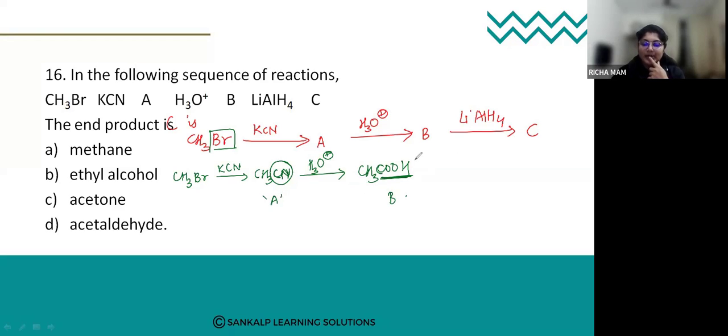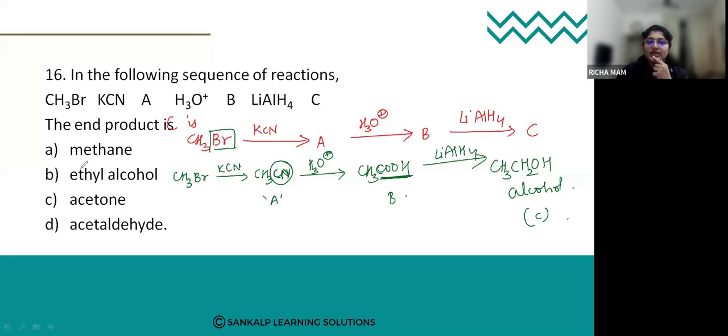Now further, lithium aluminum hydride is a good reducing agent. There will be removal of oxygen and addition of hydrogen. So you get CH3CH2OH. I am going to get an alcohol. That is your product C, ethyl alcohol. So what is the answer? Option C is the answer.